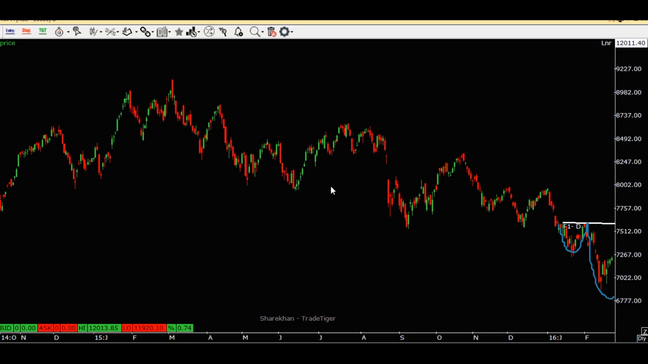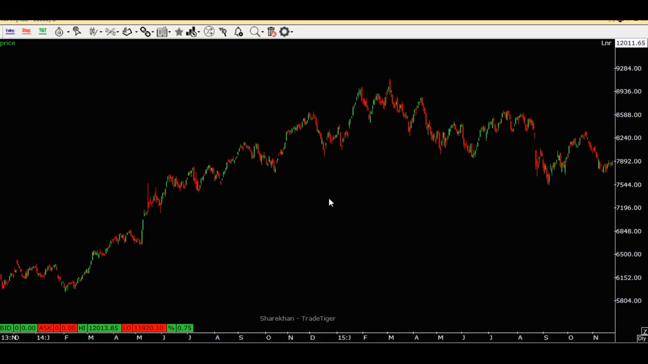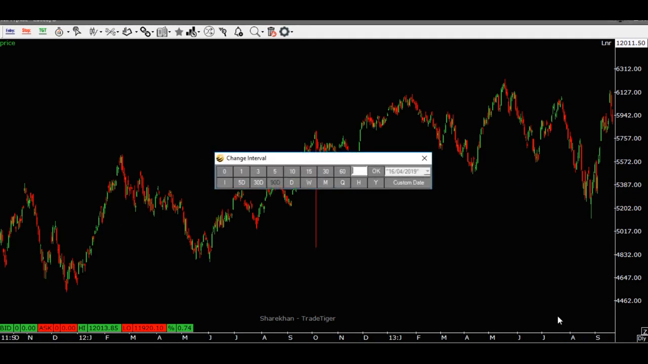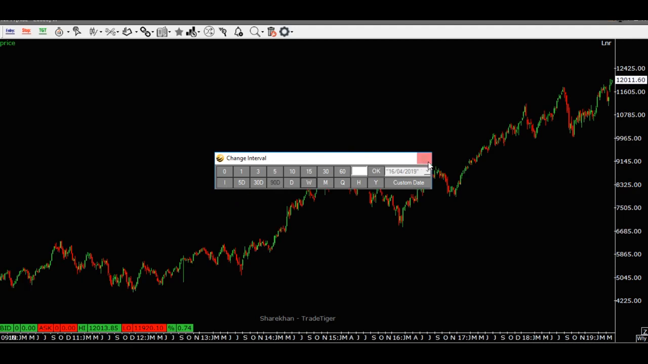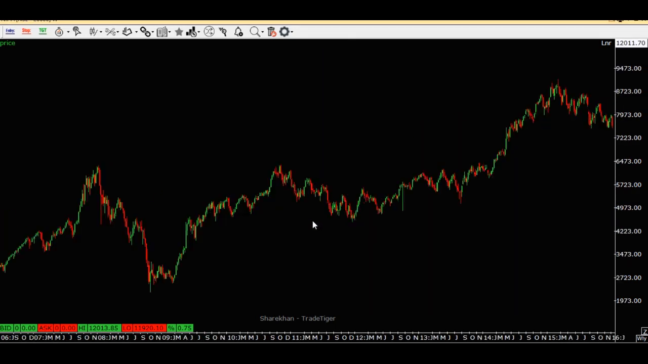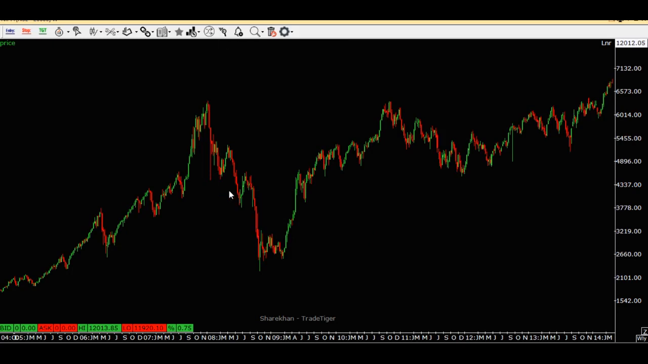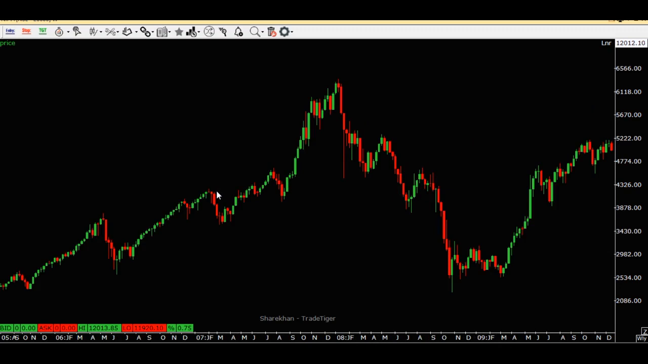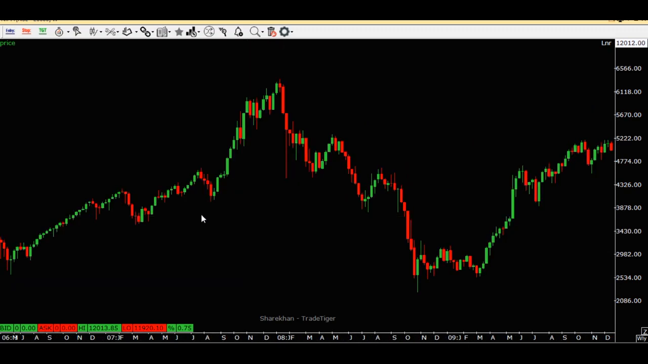Let's see if I can spot any more. Now see guys, you can do this on any time frame. We're looking at this on the daily time frame. We can also see this, let's say, on the weekly time frame. Let me show you 2008, when we got that big fall, right? The housing bubble in the US.